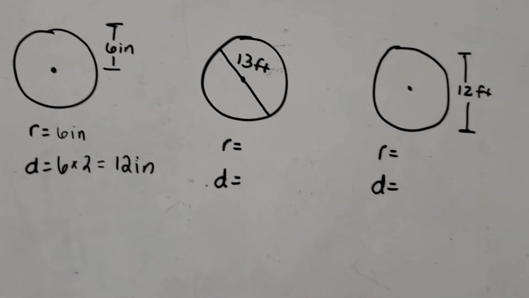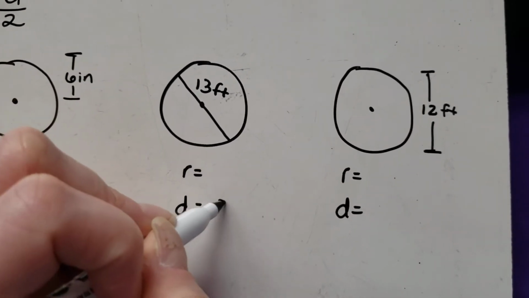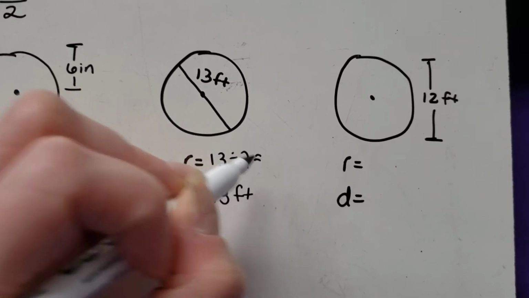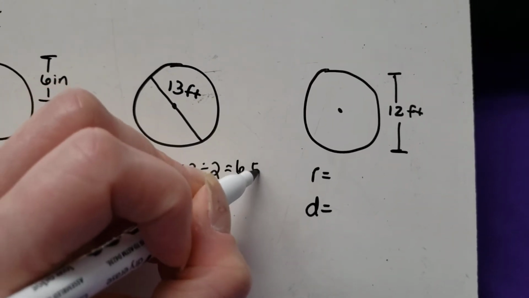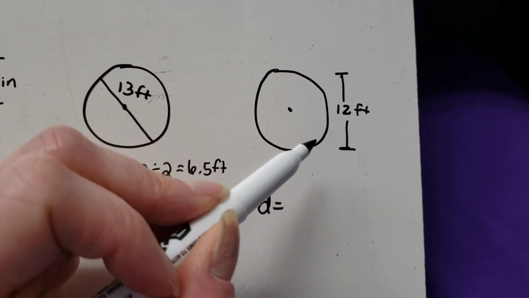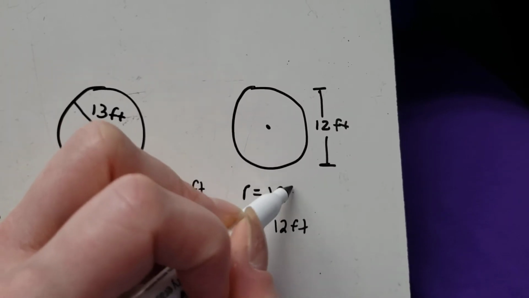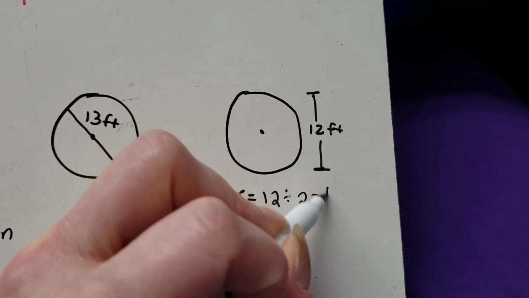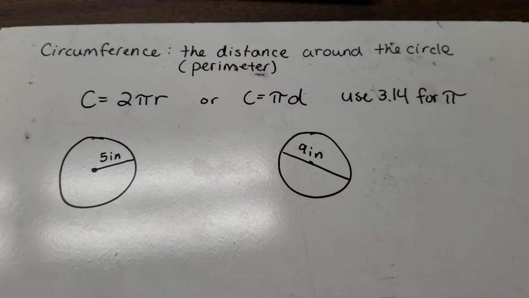Now over here, we've got diameters. It goes across the circle. It's 13 feet. So now we're going to have to divide 13 by 2 to get the radius. So that's going to be 6.5 feet. Now, sometimes the diameter is also outside the circle like the radius was. So if the diameter is 12 feet, we divide that by 2 and get 6 feet for the radius.